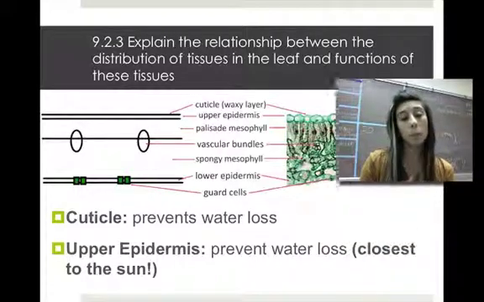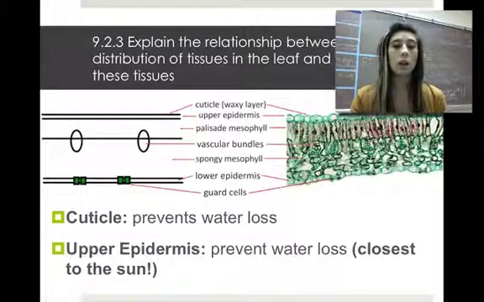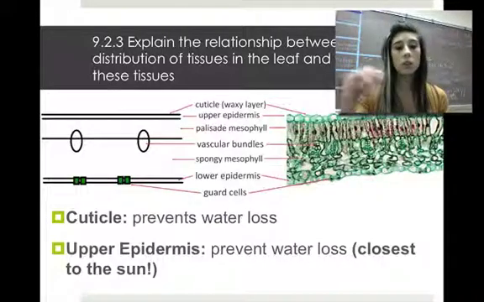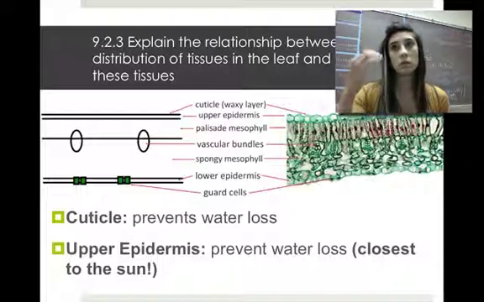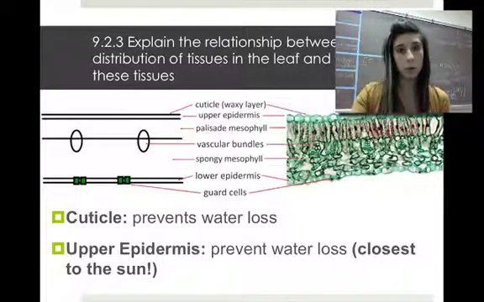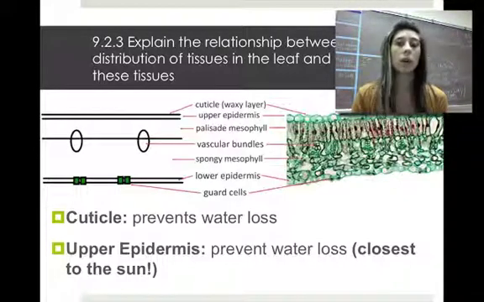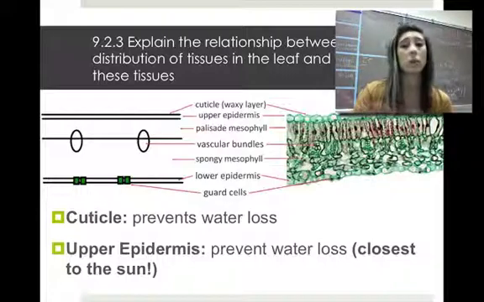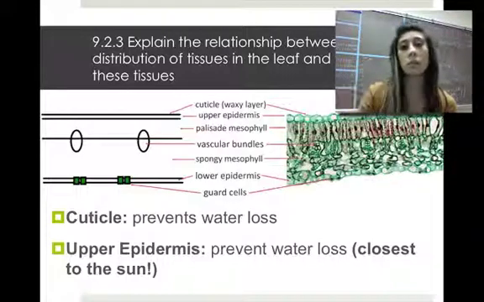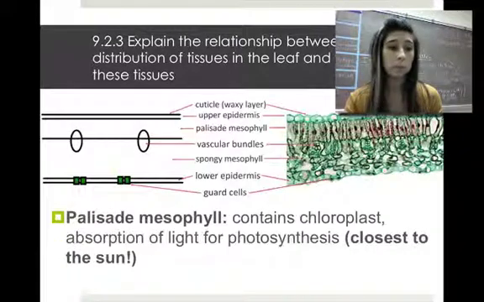Within the upper epidermis, it makes sense that it's a very thick cuticle to prevent water loss, because the sun hits the upper epidermis first before it hits that lower epidermis. It probably doesn't hit the lower epidermis very often, and so since it's closest to the sun, it makes sense for it to be a thicker cuticle.